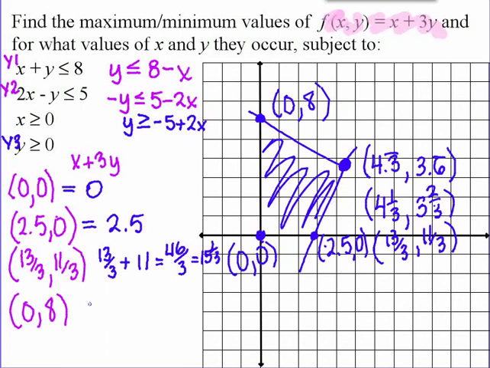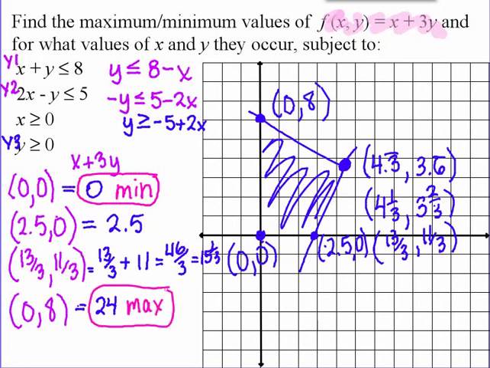And then if I plug in 0, 8, what do I get? 24. So now, looking at these, what value is your minimum? 0. So that's your first answer. What value is your maximum? 24. There you go. So now we're going to go through another one, and then we're going to go through a story problem.